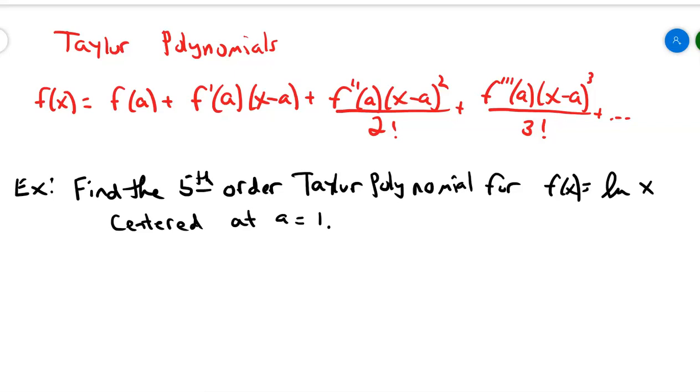So it says a fifth order Taylor polynomial. And while I'm at it, I'm probably going to find the actual series at the end. That seems like kind of a fun thing to do. And I want the function to be the natural log of x. And I want it centered at a equals 1. All right. So let's try this out.